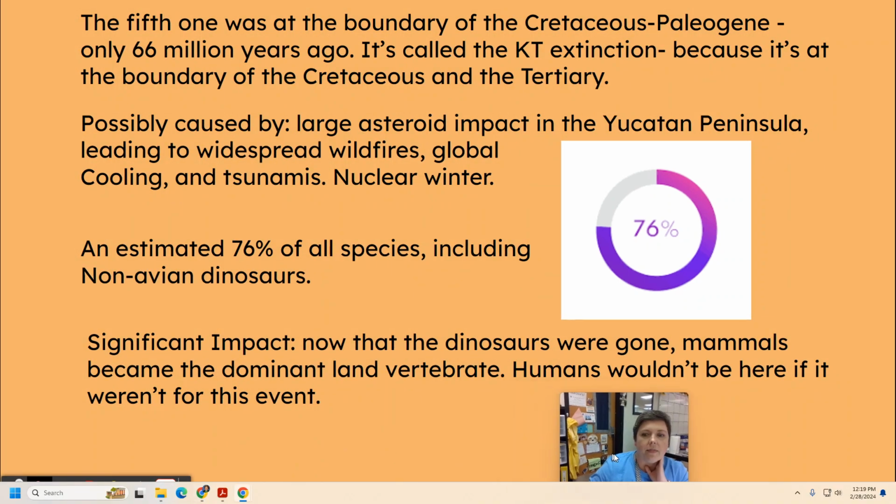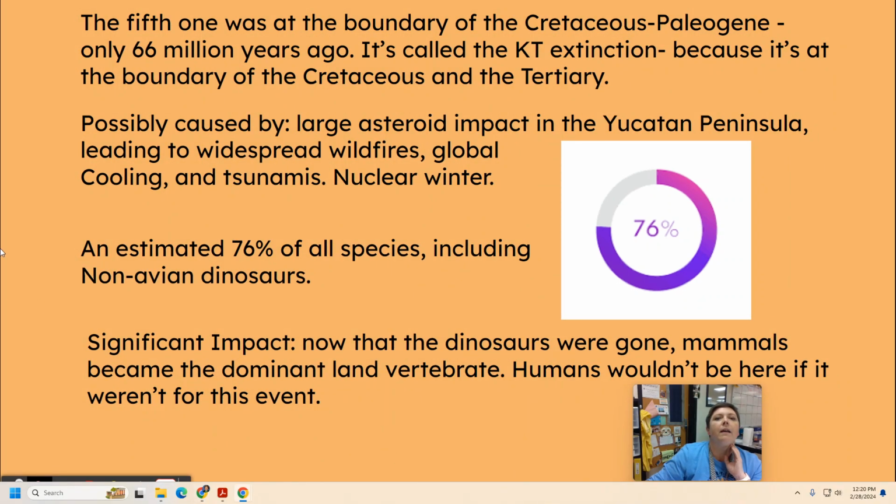Okay. The fifth one is at the boundary of the Cretaceous and the Paleogene, which was only 66 million years ago. So just take a look at your chart, okay? And I mean, you look at the millions of years, it wasn't that far away, right? And this is one that people talk a lot about. They call it the KT extinction event.